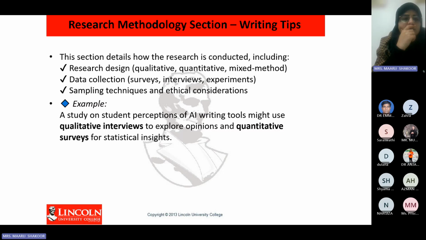For example, a study on student perception of AI writing tools might use qualitative interviews to explore opinions and quantitative surveys for statistical insight. That mixed method is like both are going to be used. This is the mixed method that you can use in your research methodology if you want to go for a mixed method.